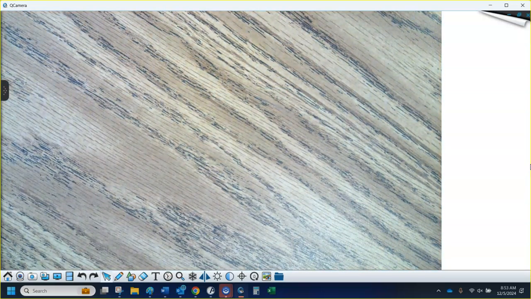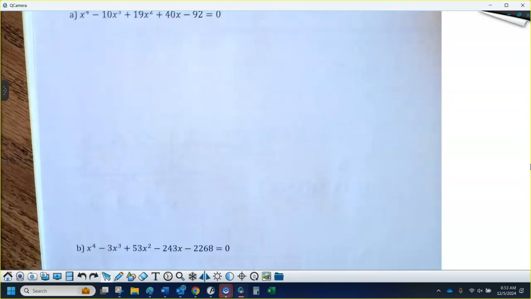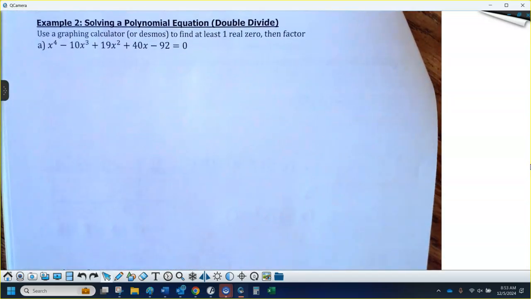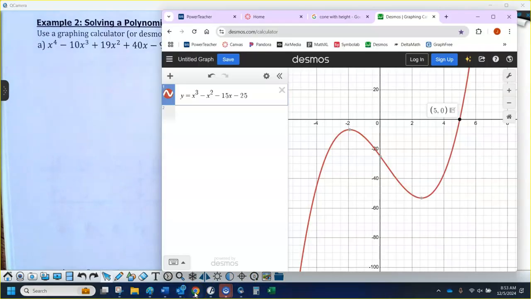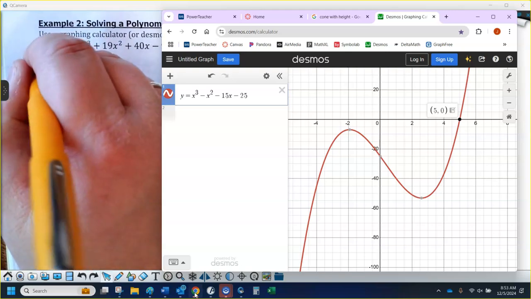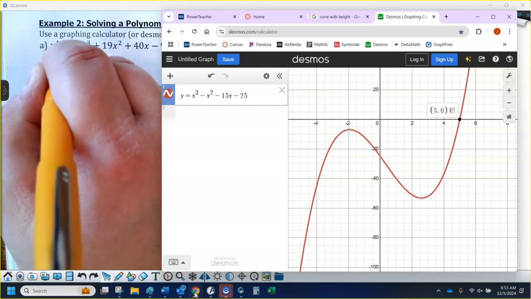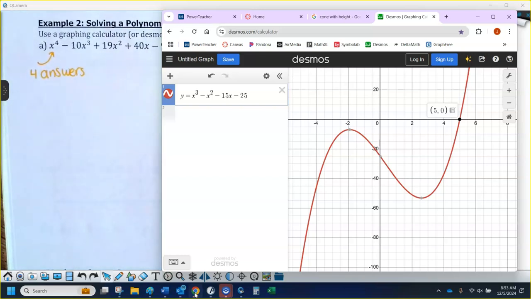So we're just using the graph to help us break down the polynomial. And now I'm not going to lie to you, these 2 on the back are a little bit trickier. You'll notice the title of my example says solving a polynomial equation, and it says in parentheses double divide. So I'm going to look at the graph. These guys on the back are quartic polynomials, so you have x to the 4th. Each one of the questions on the back is going to end up having 4 answers, and I know that based on the exponent. The degree of the polynomial is the highest power of your variable. That's x to the 4th, so 4 is going to be my degree.